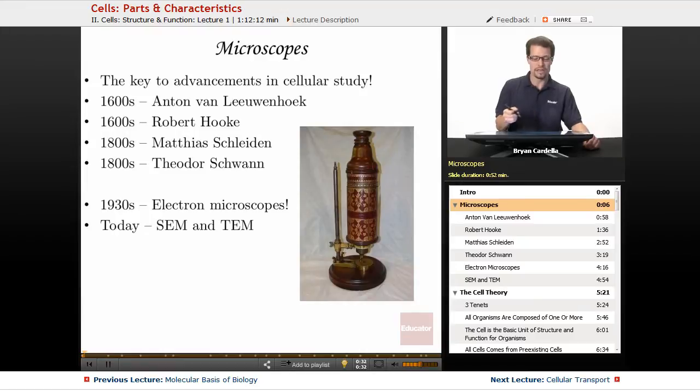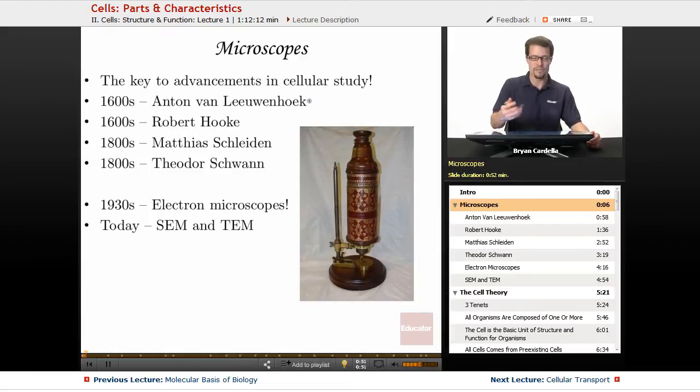But prior to the 1600s, looking at something like coral in an intertidal community or a sponge, they might think, that's not alive. It's not moving. But when you look closely, it's got cells in it. And those cells are definitely alive. So this was the key to advancements in cellular study.